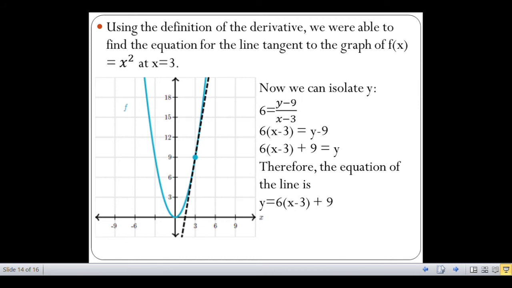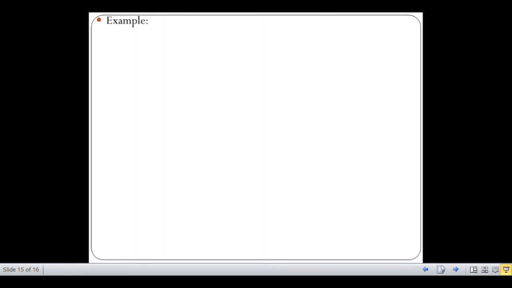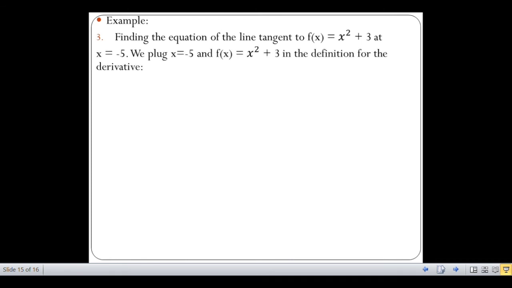So, I hope po class na nasusundan yung lesson natin for lesson 5. Okay? So, now, let's proceed to our next example. Okay, so example number 3, finding the equation of the line tangent to f of x equals x squared plus 3 at x equals negative 5. Okay, so ayan po yung problem natin. F of x equals x squared plus 3 at x equals negative 5.